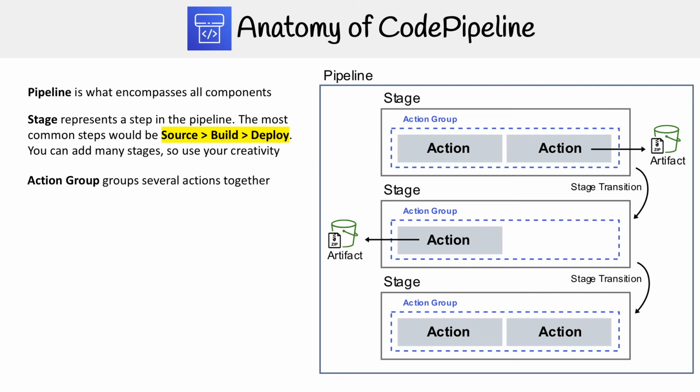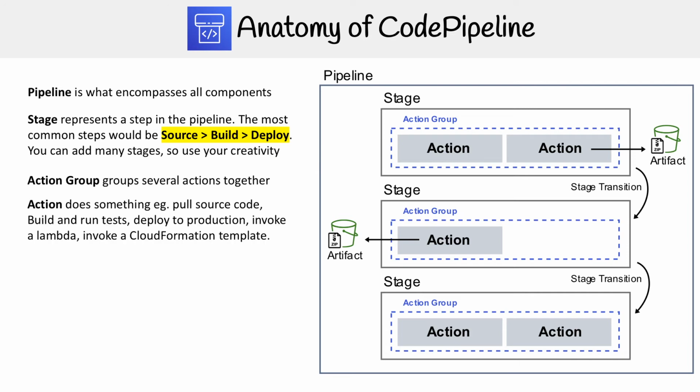Then you have action groups, which group together several actions. And then you have actions, and this does something. It can pull code or build and run tests, deploy code to production, invoke a Lambda, invoke CloudFormation templates, a lot of things you can do there.